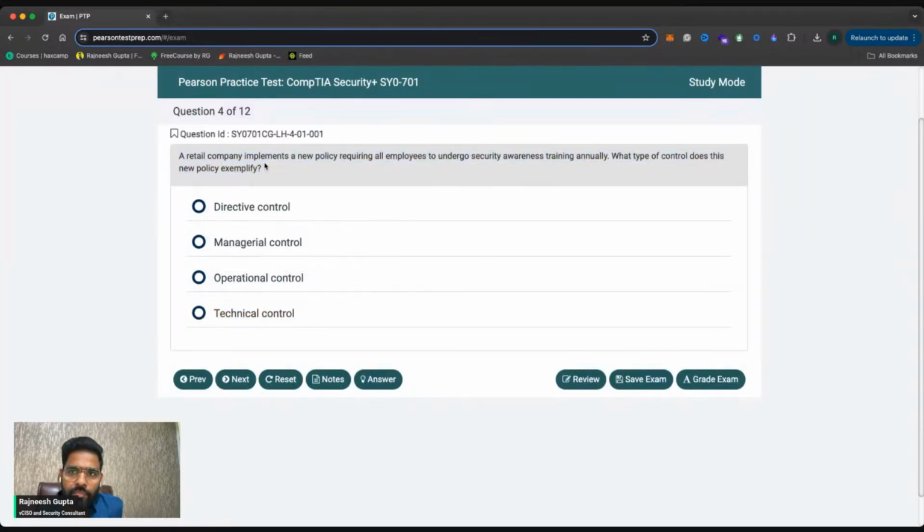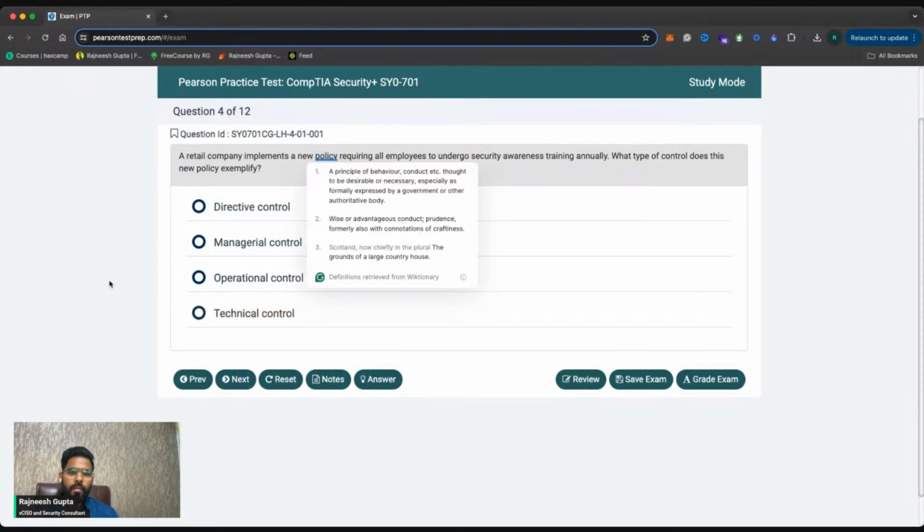A retail company implements a new policy requiring all the employees to undergo security awareness training annually. What type of control does this new policy exemplify? Which one could it be? A retail company implements a new policy. See, the object is, this is an object, right? This is the most juicy stuff. A policy for all the employees to undergo security awareness training annually. Just remember, it's a policy.